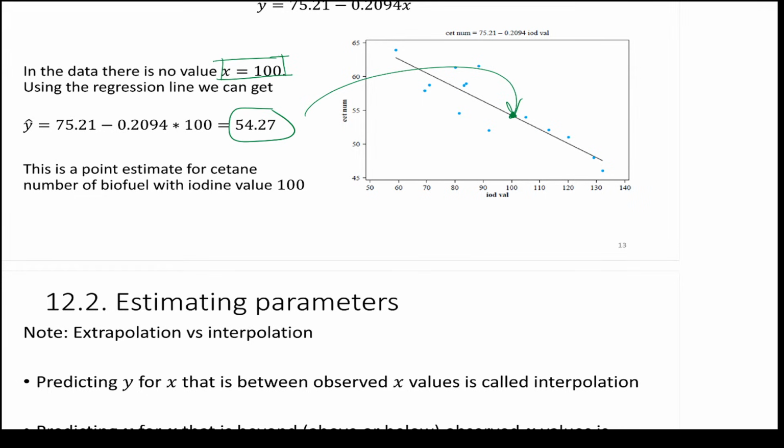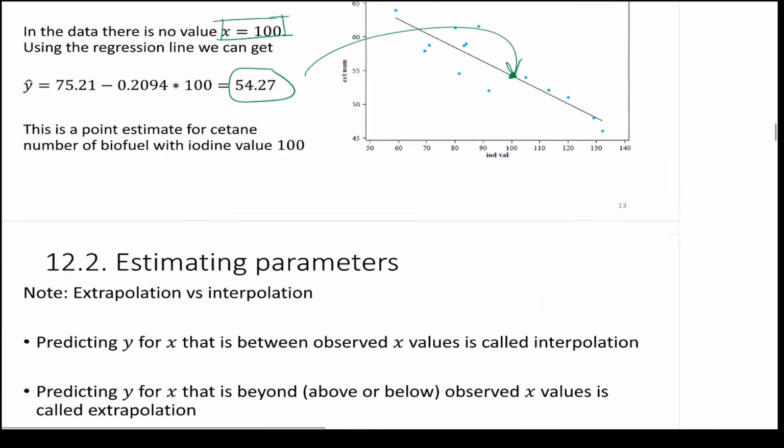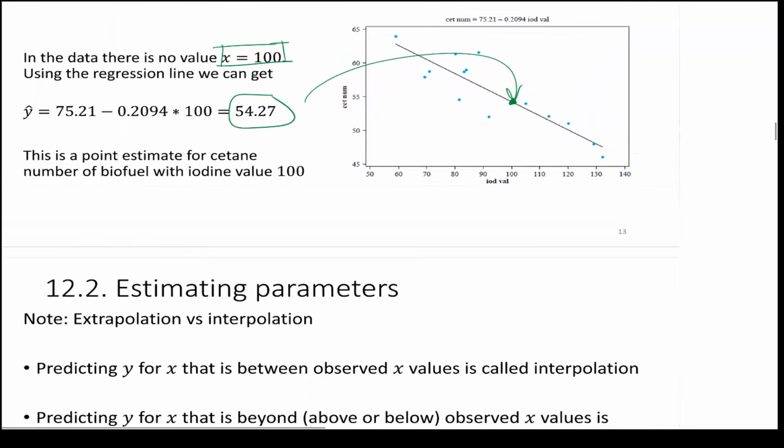So we estimate the value of cetane from the iodine level using the least squares regression line. Cool. Note, we are doing interpolation, not extrapolation. We're only going to estimate values within our range. In this case it was like x equals 60 to x equals 135 or whatever, we can see there is a linear relationship inside that range, or at least we assume there's some sort of linear relationship.